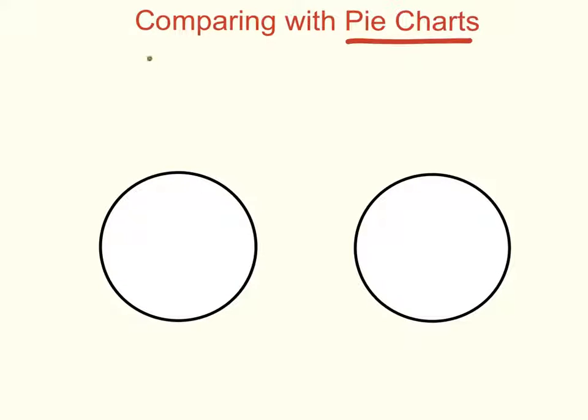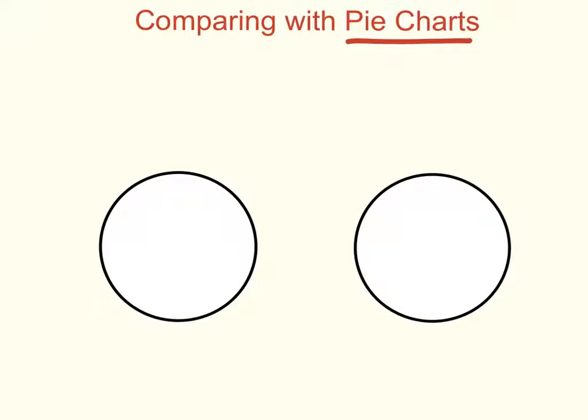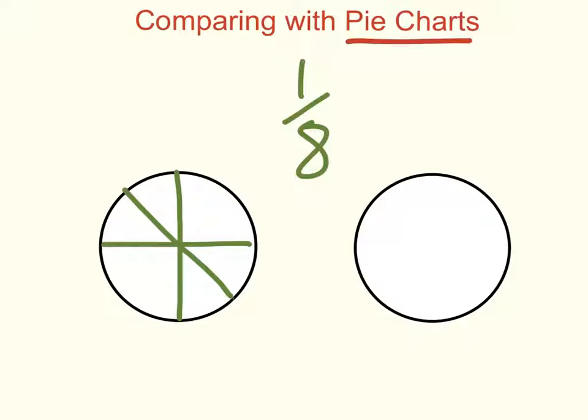Stick to making halves like this, or quarters like this, or eighths like this. Those are the only times you should use pie charts to compare fractions.